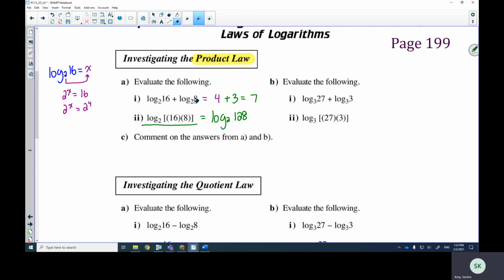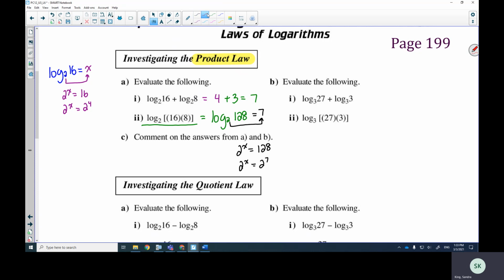Eventually I'm going to give you a question where there are 5 logs. And instead of evaluating 5 logs individually, if the bases are the same, we're going to use all of our laws and condense it to 1 log. So now I've got 1 log, I could say that's equal to x. Then 2 to the power of x is equal to 128. If I did my common bases, 2 to the power of x is equal to 128 would be 2 to the power of 7. So I get the exact same answer of 7. So that's what the product law is. Product law: if bases are the same, we multiply the arguments.